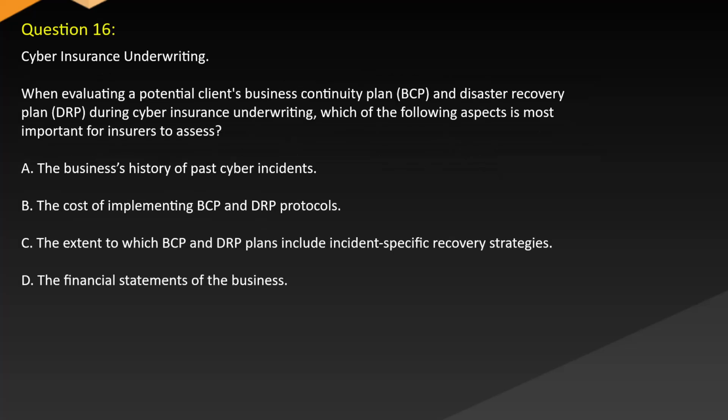Question 16. Cyber insurance underwriting. When evaluating a potential client's business continuity plan (BCP) and disaster recovery plan (DRP) during cyber insurance underwriting, which of the following aspects is most important for insurers to assess? A. The business's history of past cyber incidents. B. The cost of implementing BCP and DRP protocols. C. The extent to which BCP and DRP plans include incident-specific recovery strategies. D. The financial statements of the business.